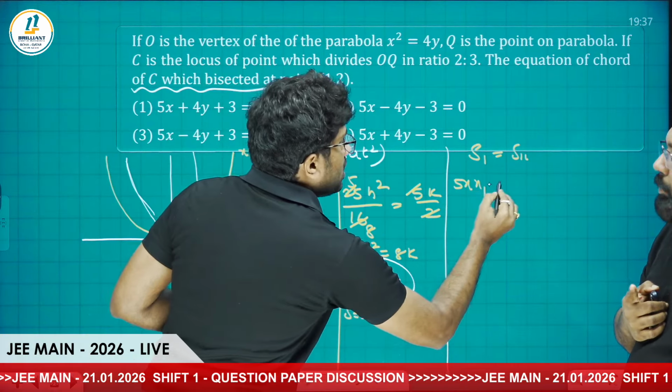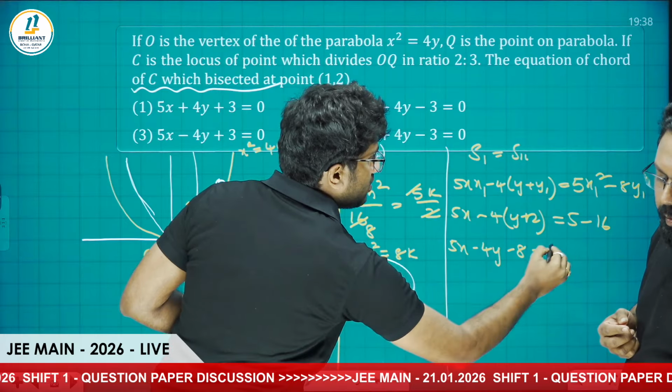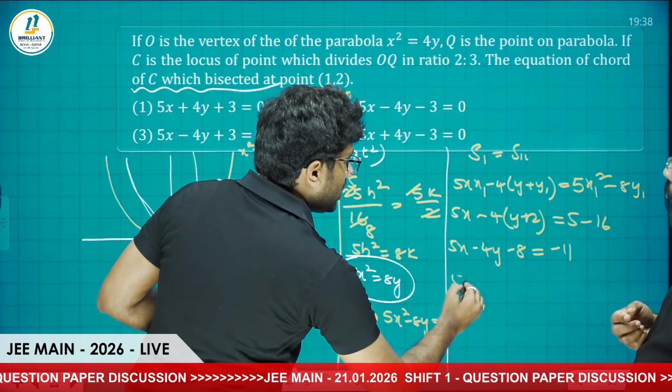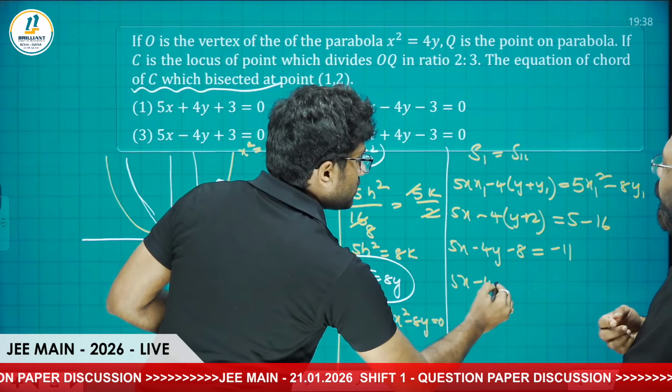So 5x into 1, that is 5x, minus 4 into (y plus 2) is equal to 5 minus 8 twos are 16. So 5x minus 4y minus 8 is equal to 5 minus 16, minus 11. 5x minus 4y plus 3 is equal to 0 is the equation of the chord having midpoint (1, 2). Third option, option 3 is the correct option.